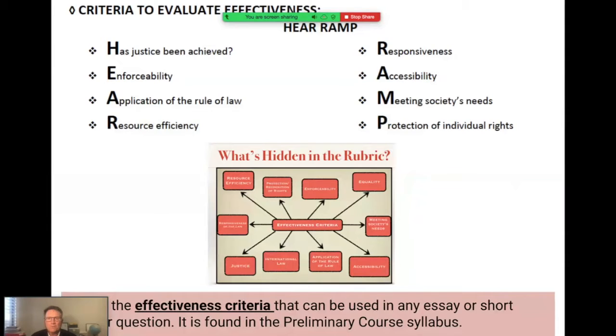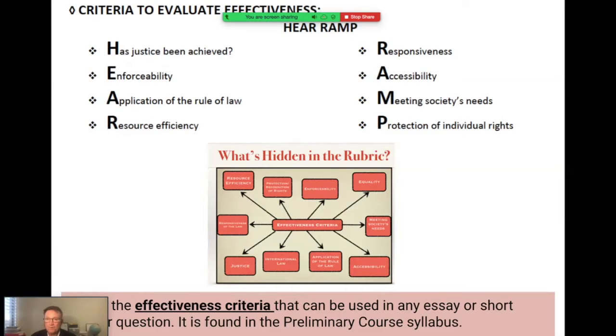One of the most often demanded skills in legal studies is the ability to evaluate the effectiveness of the law. Evaluate requires you to make a judgment based on a criteria. So it's very important to be able to link the content you've been studying to specific criteria. Here's some examples of some criteria that you could use with abbreviations here, RAMP. Has justice been achieved? If justice has been achieved, the law is effective. If it has not been achieved, it's ineffective. And there's gradients in between.